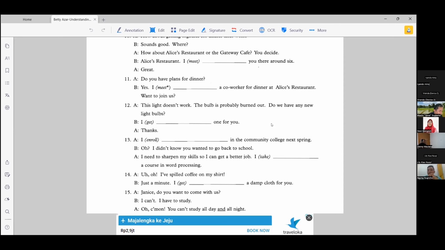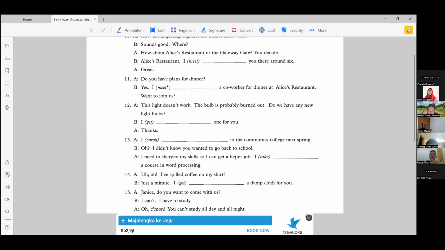Thank you, sir. All right, Viranda, number 12, please. Okay, sir. This light doesn't work. The bulb is probably burnt out. Do we have any light bulbs? I will get one for you. Thanks. Great. Viranda, do you know why the answer is will? Because the actions come up based on the situation itself. So I think it's a quick action. Okay, like willingness, yeah. He has voluntarily chosen to get one for A. Okay, great.